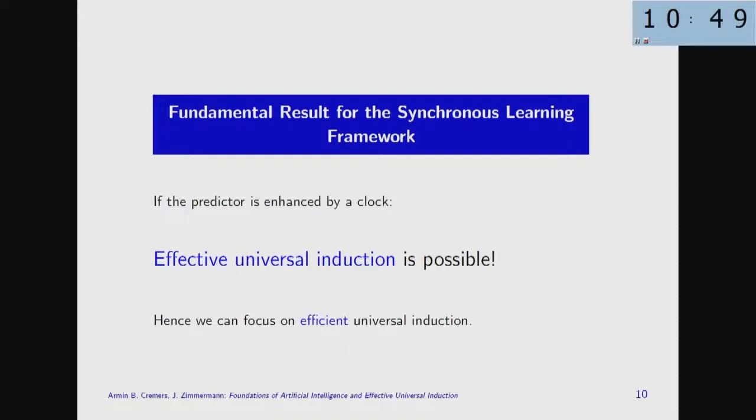As a fundamental result, we prove that given clockification, given this simple extension, effective universal induction is possible. So this is a big step in our view to make the learning framework of Solomonoff effective. Now, having effectiveness, we can work out efficiency.